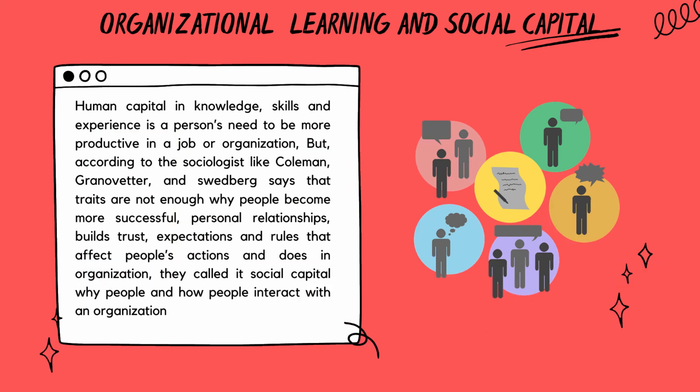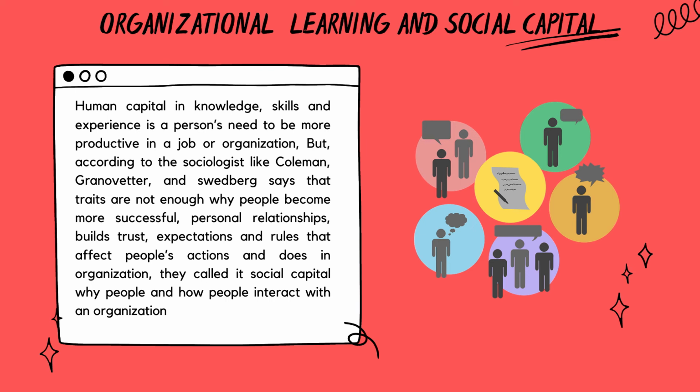Human capital is the knowledge, skills, and experience a person needs to be more productive in a job or organization. But according to sociologists like Coleman, Granovetter, and Swedberg, these traits are not enough. Why do people become more successful? Personal relationships build trust, expectations, and rules that affect people's actions and thus the organization. They called it social capital, which is about why and how people interact within an organization.